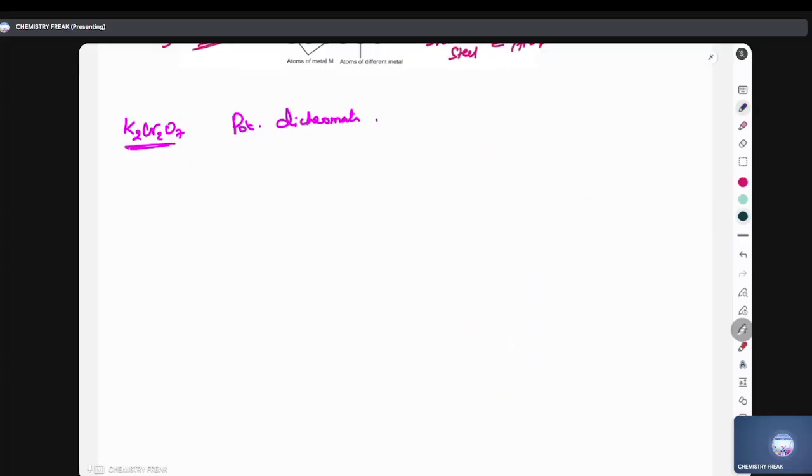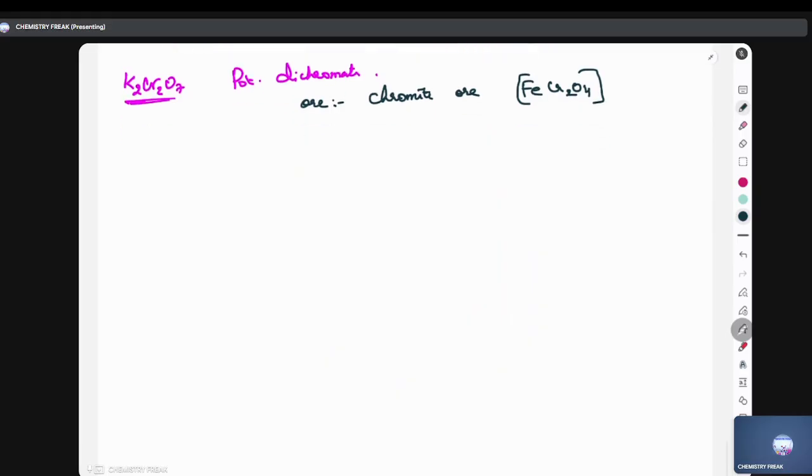Sir, let's prepare. How to prepare potassium dichromate, sir? Look, the ore from which it is prepared is called chromite ore. So in the earth we have rocks called FeCr2O4. The rocks are called chromite ore. They are taken to the industries and heated with basic medium.